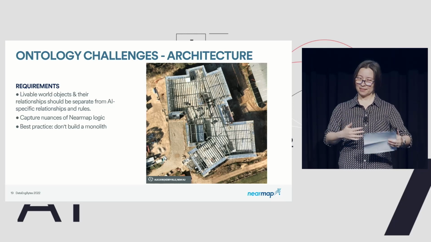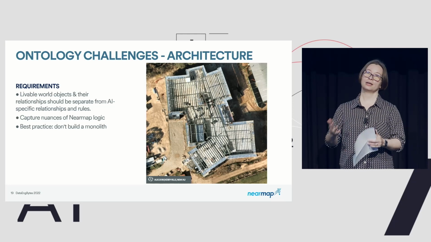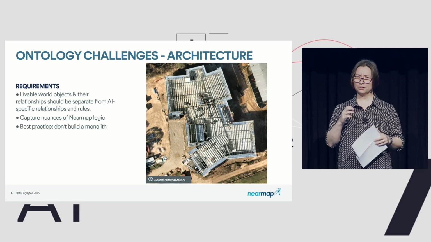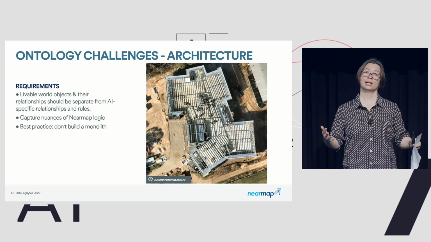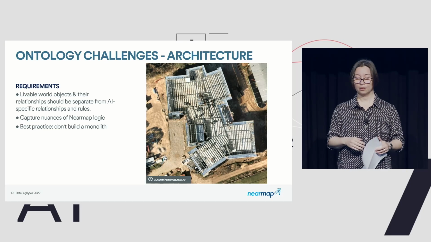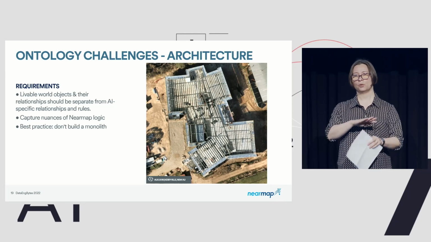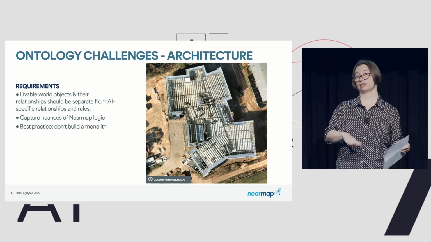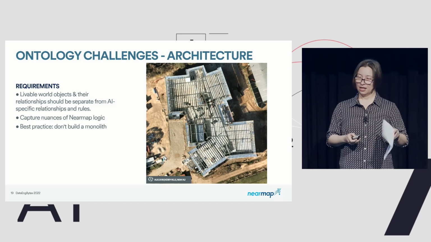And so with that, we wanted to make sure that our livable world objects and concepts were separate from AI constructs such as line of sight. We wanted to be able to manage those separately. Also needed to be able to capture the nuance of Nearmap logic. What does the real world really look like, and how do we capture that? Also honor our definitions and what they currently say. What is a line? And the best practice in the ontology world is don't build a monolith. You don't want to build this large, unwieldy structure that only I understand, so that when I go on vacation and someone else tries to figure it out, they have no idea what I was thinking. So with those guidances, try to work on the next thing.